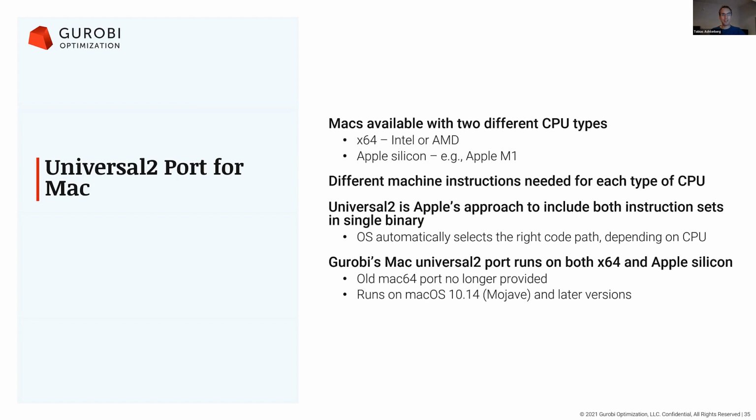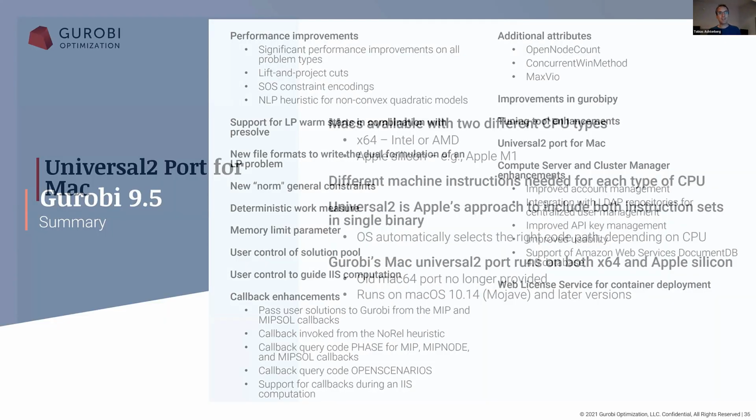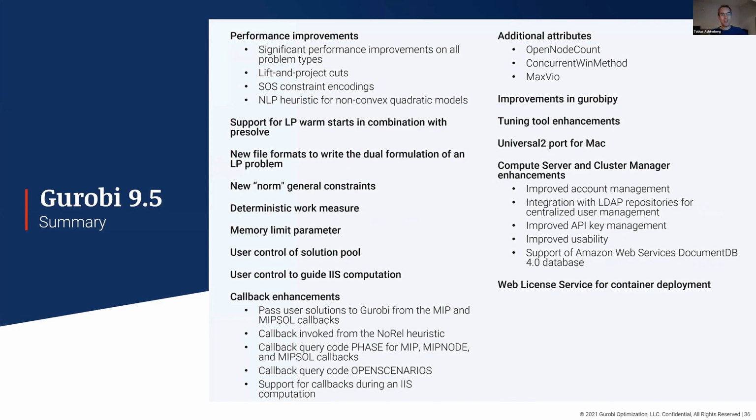The operating system will then automatically select the right code path depending on the CPU installed in your hardware. That means the Gurobi Mac port now contains both the x64 and the Apple silicon instruction sets, and it just runs automatically with the right instruction set on your machine. This is now supported on macOS starting with version 10.14. Good, and that is the end of my presentation.